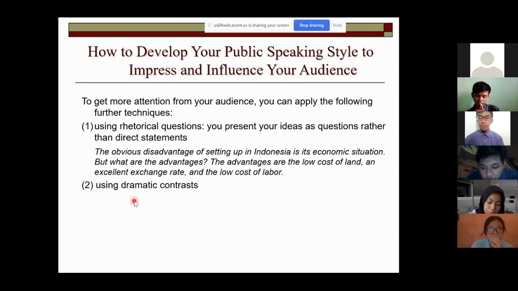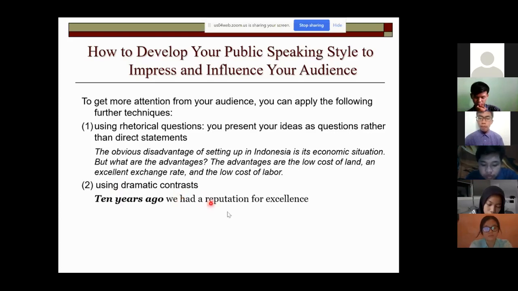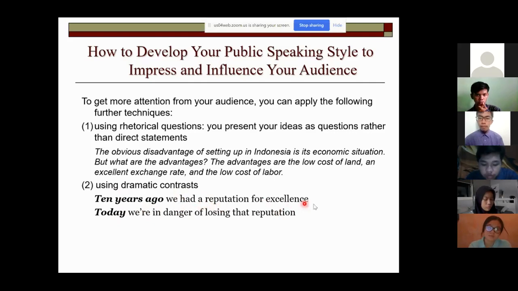Then the second one, using dramatic contrast. Something contrast and you tell it dramatically. Then it will impress, then it will amaze your audience. Perhaps like this: Ladies and gentlemen, 10 years ago, we had a reputation for excellence. But today, we are in danger of losing that reputation.